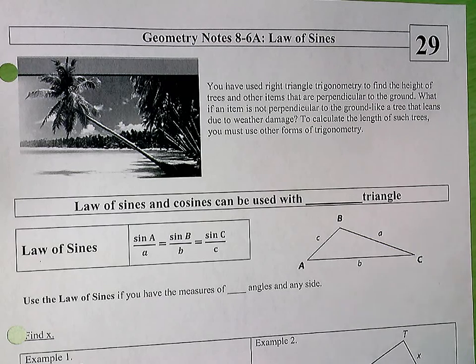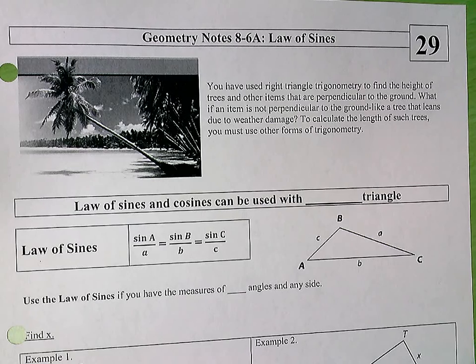You have used right triangle trigonometry to find the height of trees and other items that are perpendicular to the ground, so they're creating that 90-degree angle. What if an item is not perpendicular to the ground, like a tree that leans due to weather damage? To calculate the length of such trees, you must use other forms of trigonometry. So we're going to use the law of sines and law of cosines.